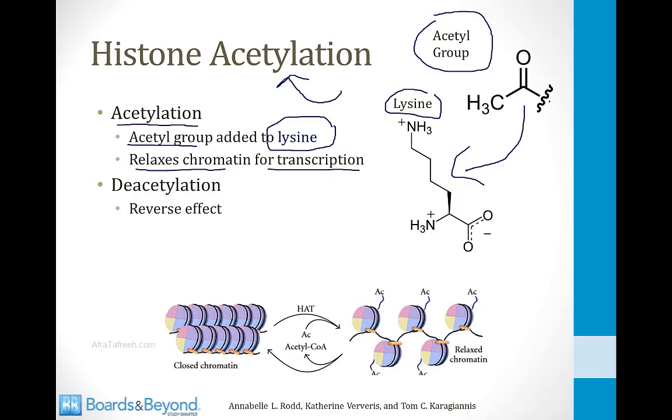If you look at this picture on the bottom of the screen here, we have some closed chromatin on the left side of the screen. There are enzymes called histone acetyltransferases which will add acetyl groups to lysine. This will relax the chromatin and allow transcription to occur. There is also a process called histone deacetylation, and this has the reverse effect. It packs the chromatin tightly together and it blocks transcription.